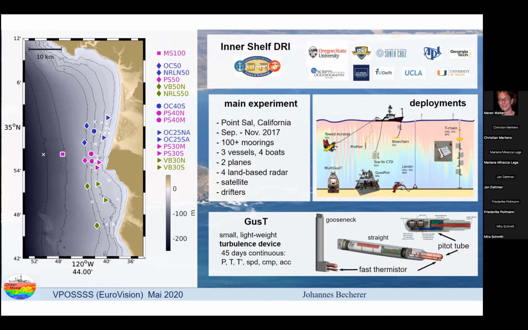And then we tried out a lot of different deployment techniques for this instrument. For instance, we had it attached to different ship-based platforms, like towed CTDs, vertical profilers, or bow chains. There were also deployment modes where we had it on bottom landers. But the most important, and the one that I'm going to use the most in this talk, is deployments on mooring chains. Overall, we constructed 80 of those instruments and had almost all of them in the water at the same time. So we get a really nice overview of what's happening in terms of turbulence all across the shelf.